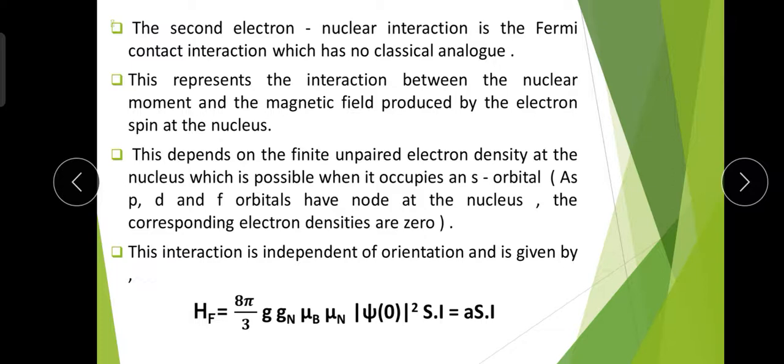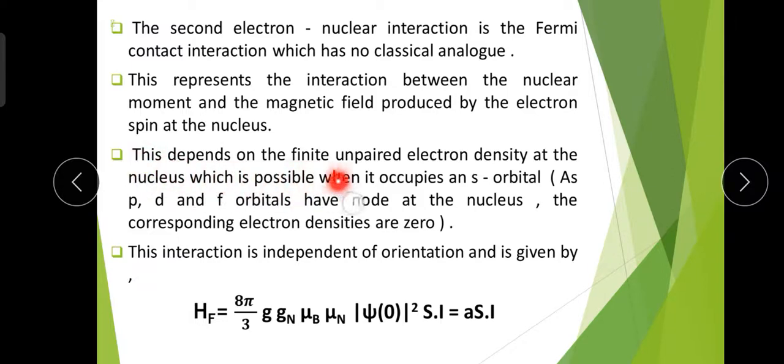So the interaction between the nuclear magnetic moment, that means we know that the nucleus has some moment due to spinning motion, that is the nuclear magnetic moment, and the field, but which field? The field produced by the electron spin at the nucleus. That means due to spinning of the electron, there is a generation of the magnetic field at the nucleus, and the interaction between these two is nothing but the Fermi contact interaction.